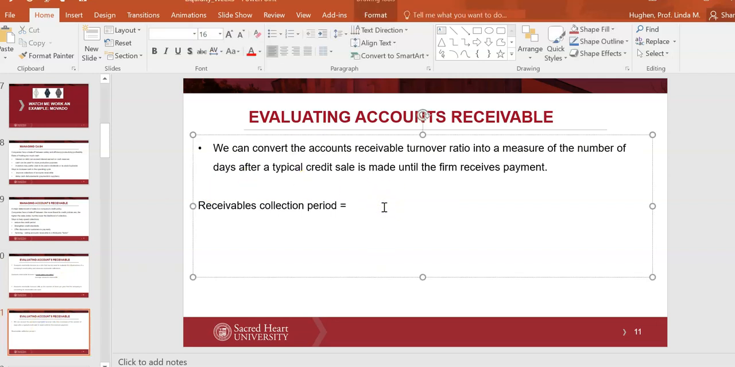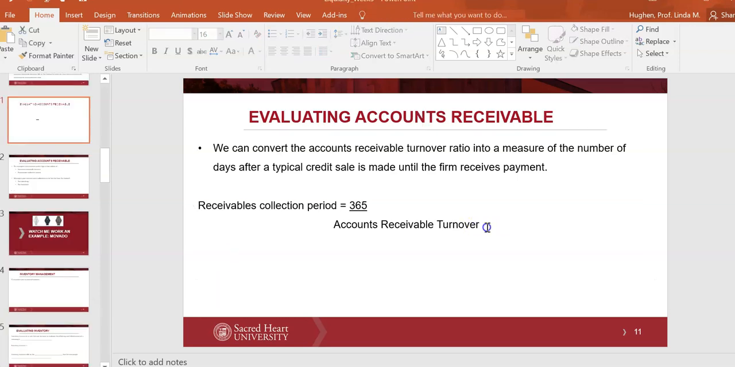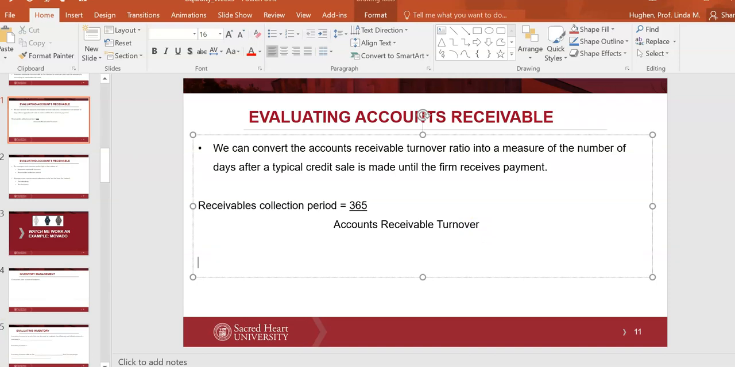And the receivables collection period is 365, the number of days in our period when we're looking at net sales for the year, divided by the accounts receivable turnover. Sometimes instead of using the term accounts receivable collection period, this is also known as days sales outstanding and days in receivables. They all mean the same thing.